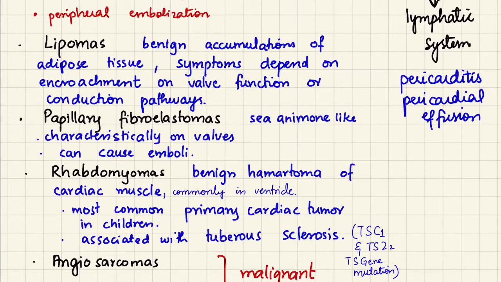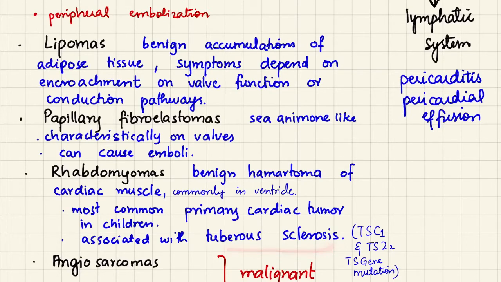Rhabdomyomas are the most common primary cardiac tumor in children. These are actually benign hamartomas of cardiac muscle. Hamartomas are non-cancerous tumors made up of abnormal tissue, so we do not have normal tissue in these tumors. These cells do not resemble any normal tissue in the body. They most commonly occur in the ventricle, and they're usually associated with tuberous sclerosis.